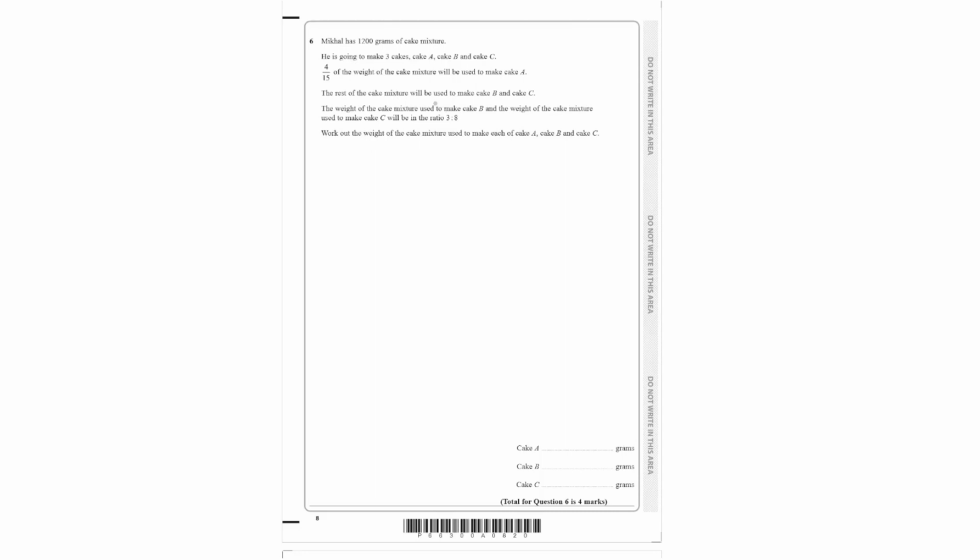Mikhail has 1,200 grams of cake mixture. He's going to make 3 cakes, A, B, and C. 4/15ths of the weight of the cake will be used to make cake A. The rest of the cake mixture will be used to make cake B and C, given that the ratio of B to C is 3 to 8. Work out the weight of the cake mixture used in each of cake A, B, and C.